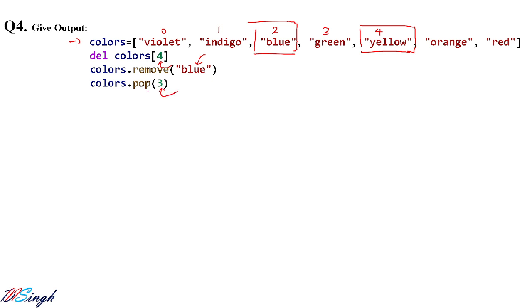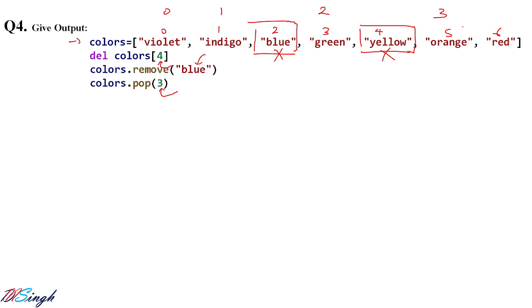Index into the argument. Before executing this statement, we need to rearrange the indexes. So if these two particular elements are not there now, how will the indexes look? Index 0 will remain there, 1 will remain there, and this statement is not there in the list anymore. So the second index will come here and the third index will go for the orange. Okay, so the third index will go there.